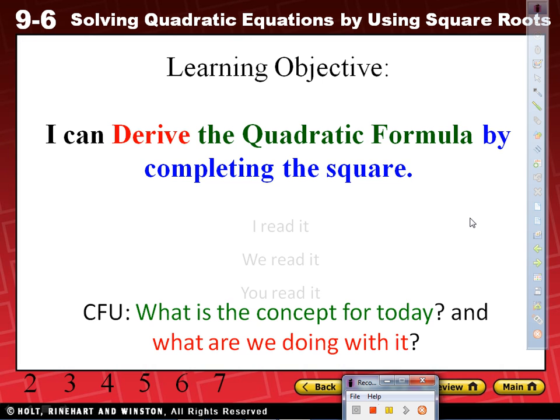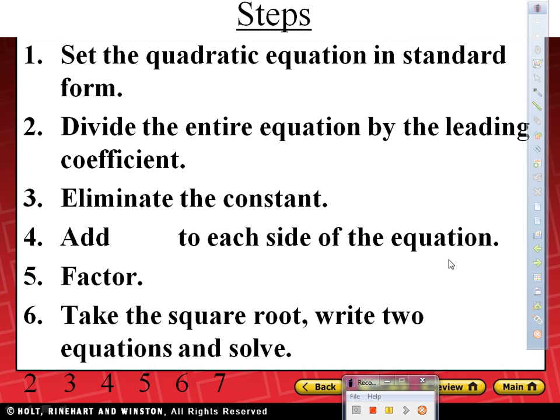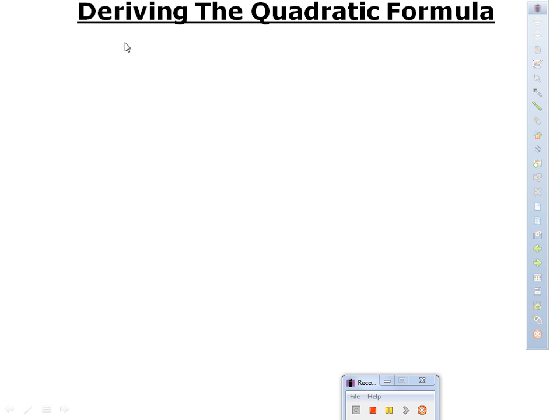Okay? So here we go. To get started, you're going to get a piece of paper really quick. Landscape, like this. Top left corner, I want you to label it this. On the top left, you're going to write, Deriving the quadratic formula.